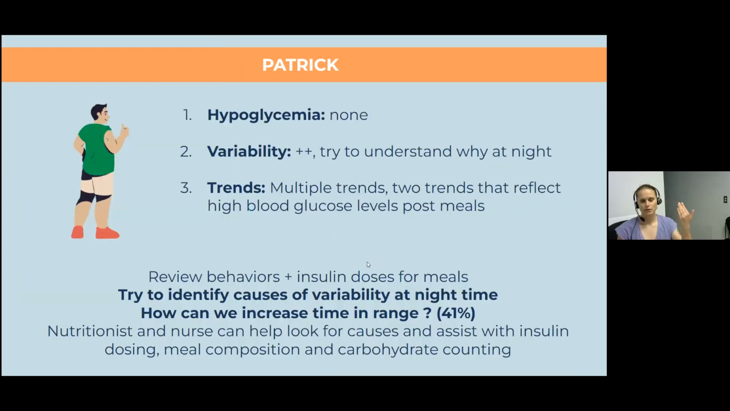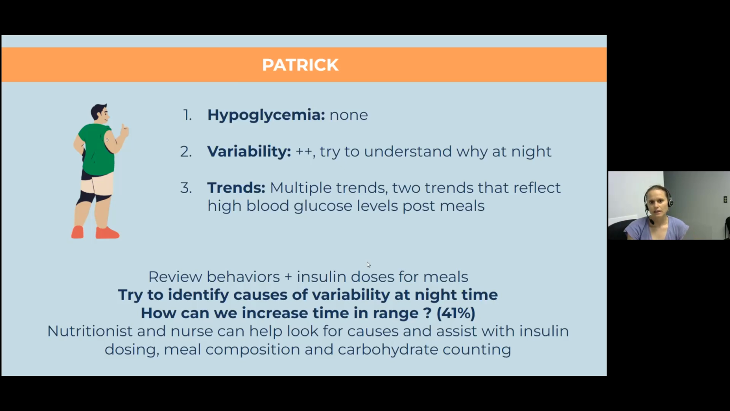So for Patrick, if we look at these 3 steps, the first one, we always prioritize hypoglycemia. There's none, so that is not an issue. However, we do see that there is some glycemic variability. It's not too much, but we still want to try to understand. And here I said, let's try to understand why is it so variable at night? Because usually during the night is the period where we're sleeping and there's less variability. So that could be one thing that we can look at: why is it variable at night?